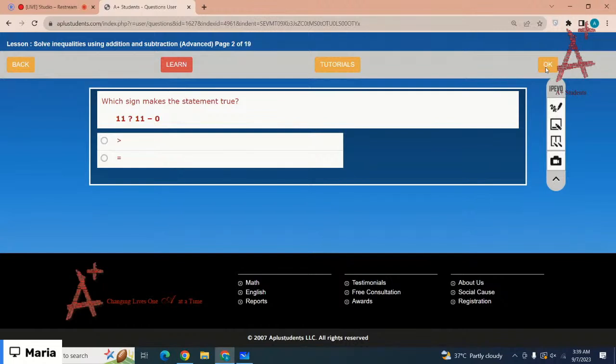Which sign makes the statement true? Which is the correct option? 11, and you have to compare 11 minus 0, right? So subtracting 0 or adding 0 to any number changes nothing, right? That means 11 minus 0 is 11, so both sides are exactly equal.